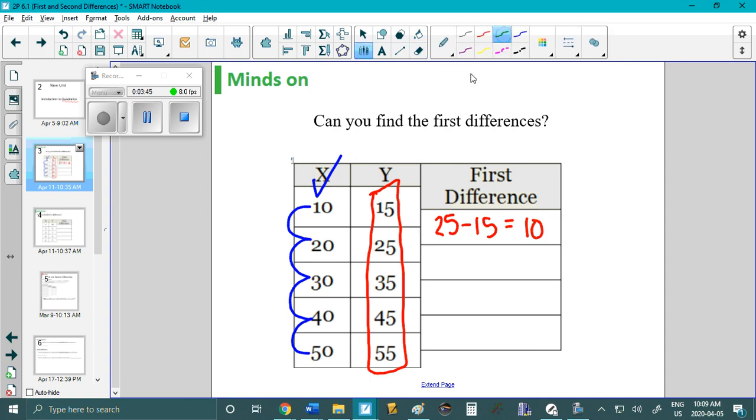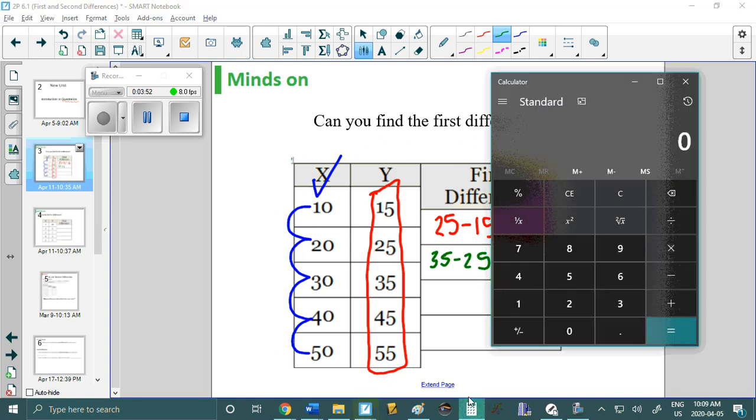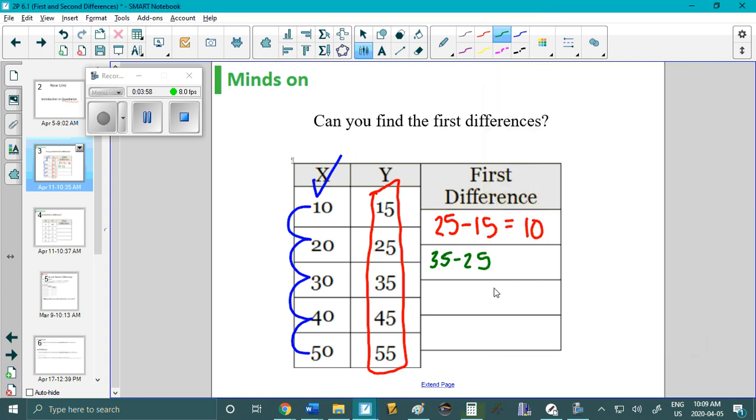All right. Now for the next one, I do the bottom number, so 35 minus 25. 35 minus 25 is 10. Okay. And obviously I knew that, but I'm just showing you that there's a calculator probably on your computer somewhere. You can find one if you don't have one. Or use your phone. I can't stop you.